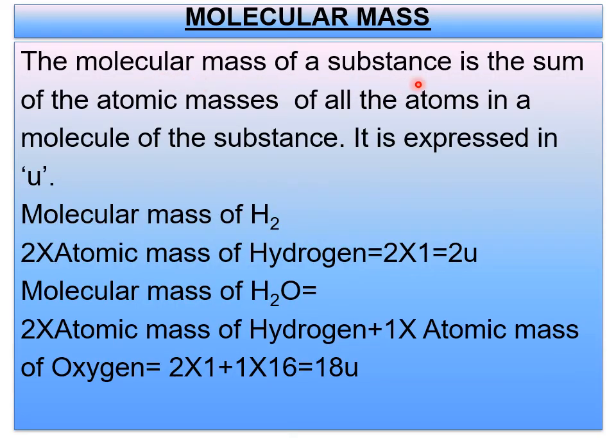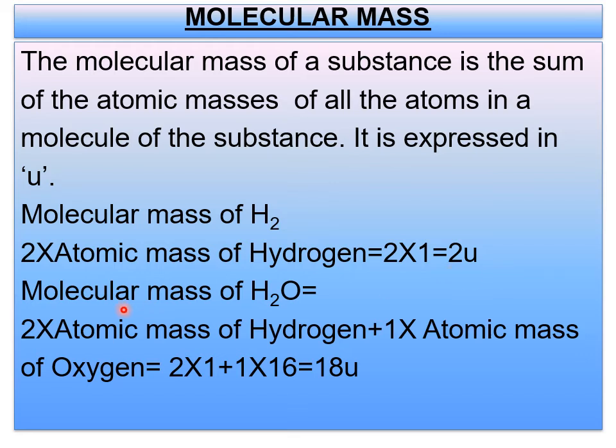So molecular mass of a substance is the sum of the atomic masses of all the atoms in a molecule of a substance, and it is expressed in U. If you want to write the molecular mass of hydrogen, how do you write? That is, H2 is nothing but consists of 2 atoms of hydrogen. I hope you have remembered this. And here you have to remember the atomic mass of hydrogen also. So that is 2 into atomic mass of hydrogen, we know the atomic mass of hydrogen as 1. So 2 into 1, 2. So unit you have to write as U.